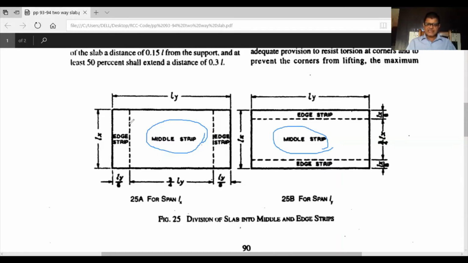Now these are the edge strips. What will be provided in the edge strip will be written. The edge strip width is Lx by 8 here and Ly by 8 here, and the middle strips are 3/4 of the respective dimensions: 3/4 of Lx, 3/4 of Ly.